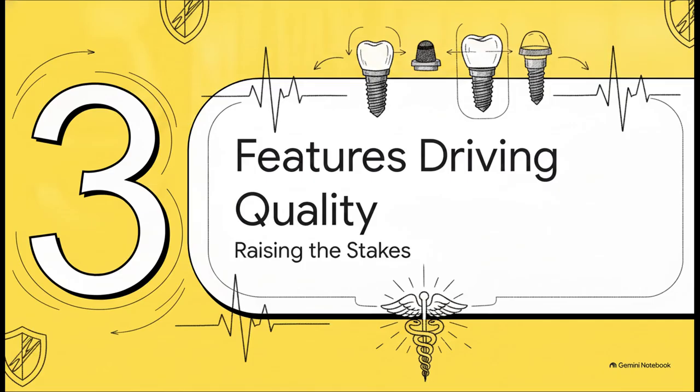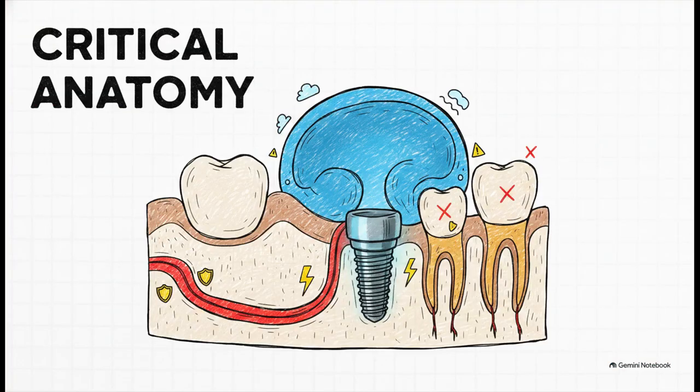Part 3. Features that drive quality, raising the stakes. We have to remember that beyond the cool 3D graphics and the cloud collaboration, this technology is fundamentally about patient safety. And when we talk about patient safety, we are talking about successfully navigating critical anatomy. Specifically, we absolutely must respect nerve canals, sinus floors, and adjacent roots. These are extremely high-risk areas. A mistake here has severe clinical consequences. This is exactly why sub-millimeter software accuracy isn't just a nice-to-have luxury, it is an absolute clinical necessity.